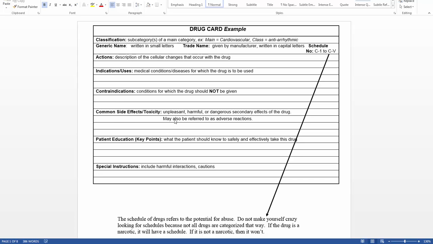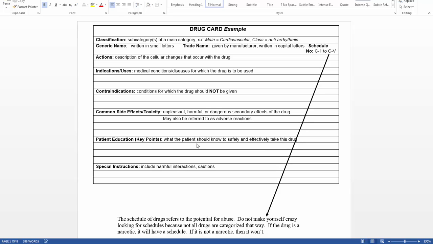Then you should list a few of the common side effects. Some medications that you look up are going to have 750 side effects. Do not write all of those side effects out. You only need to stick with the top few side effects. These are things that we can expect to happen, possibly, if the patient takes the medication. They're unpleasant, harmful, or dangerous secondary effects of the drugs.